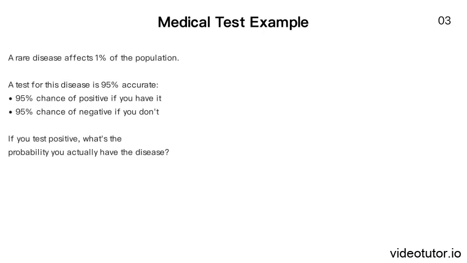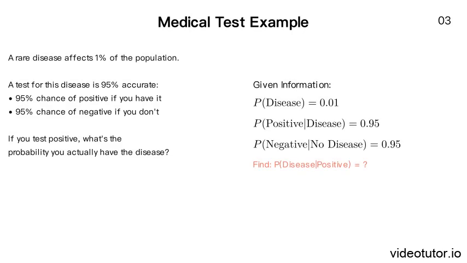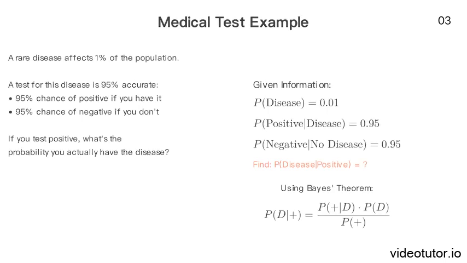Let's work through a classic medical example that demonstrates the counterintuitive nature of conditional probability. Imagine a rare disease that affects only 1% of the population. We have a test that's 95% accurate. It correctly identifies the disease 95% of the time and correctly rules it out 95% of the time. If you test positive, what are the chances you actually have the disease? Most people guess around 95%, but the answer is surprising.